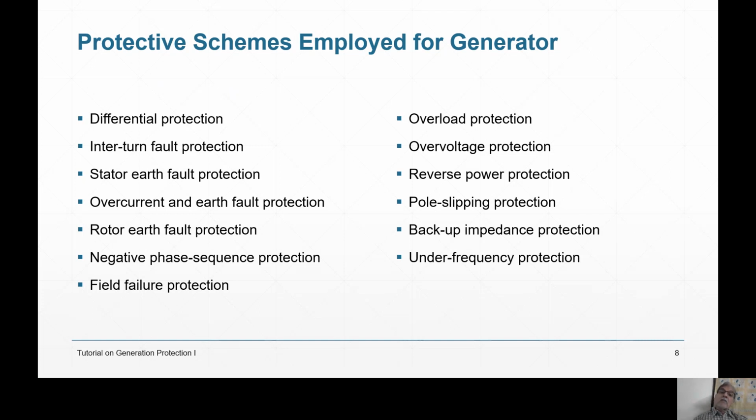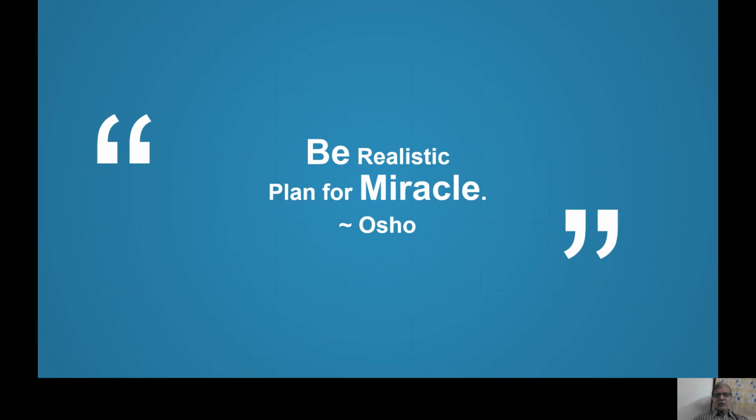There are two low forward power relays because low forward power protection is very important. All class B protections are routed through low forward power protection. What is class A, class B and class C, we have yet to understand. Maybe in the next tutorial. Pole slipping protection, backup impedance protection and under frequency protection. So many protections we will study in 8 or 9 tutorial classes of the generator. This is the first one.